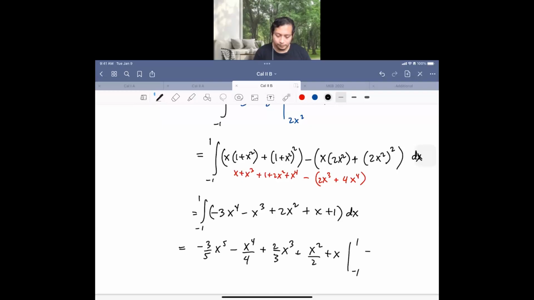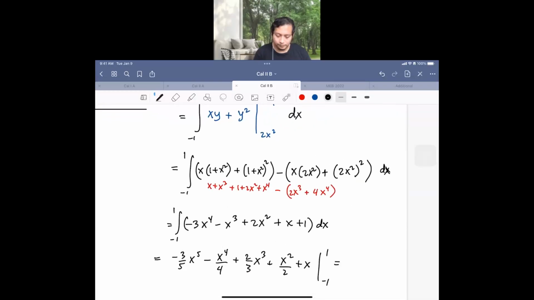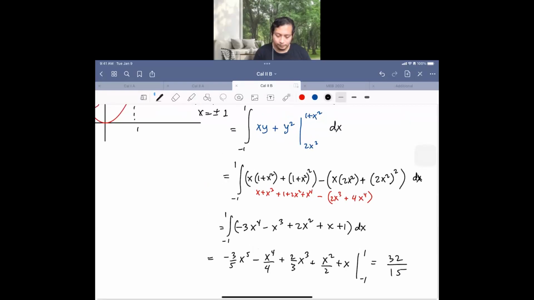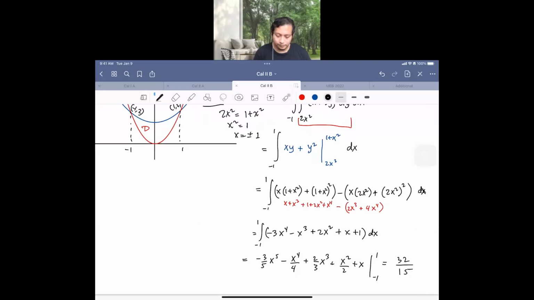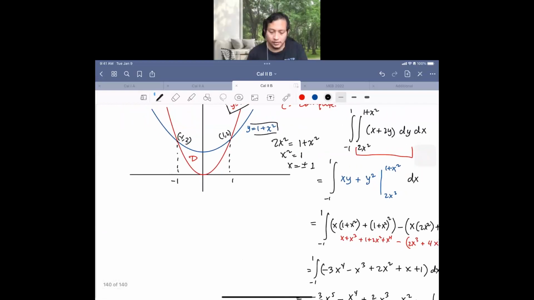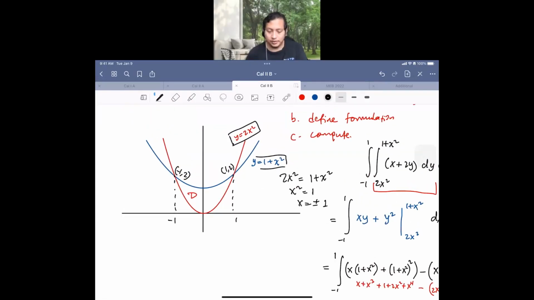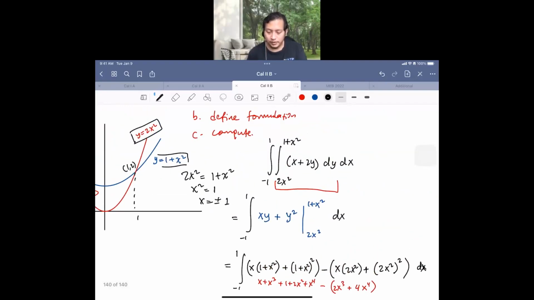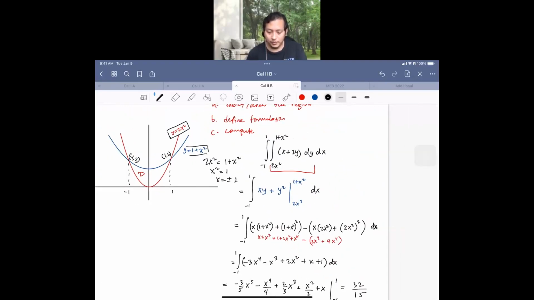Then input the limits, and you may use a calculator for some computations. So we'll get 32 over 15. The important part for this one is not the calculation, but how we define the functions, how we define this integral setup.